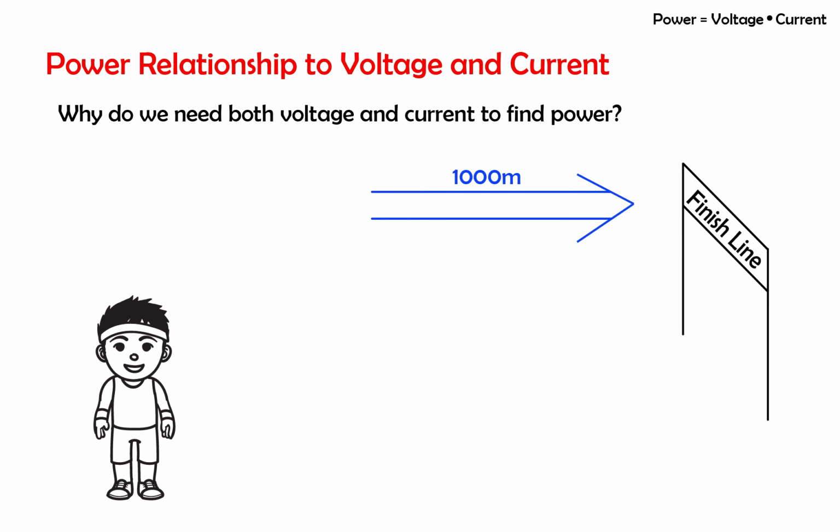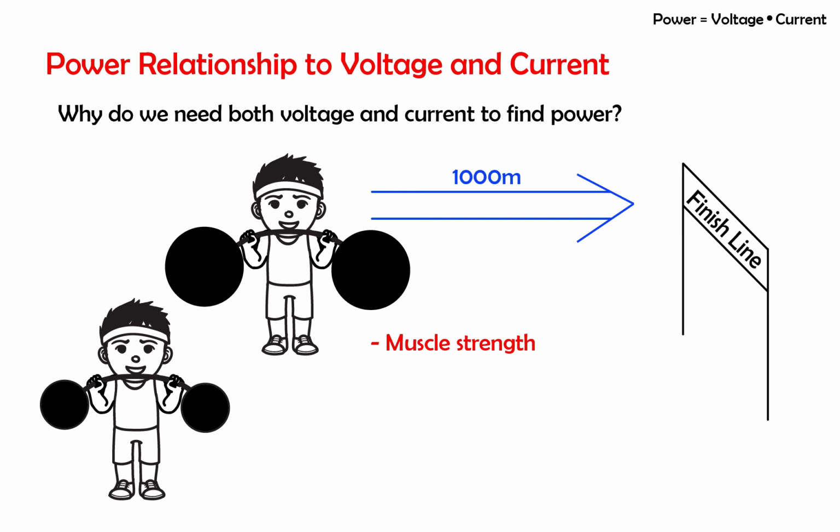The first one is his or her muscle strength to run. A weak runner would have trouble winning the race, but no matter how strong the runner is, if his or her stamina is low, it will be hard to make it to the finish line. A sprinter needs both strength and stamina to compete.